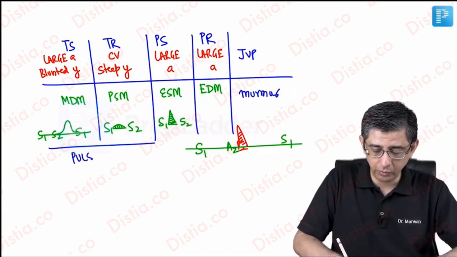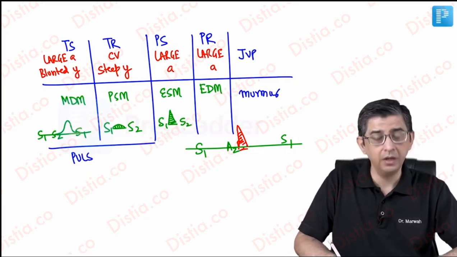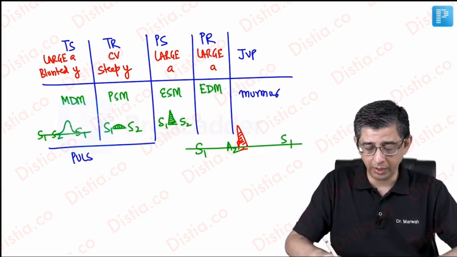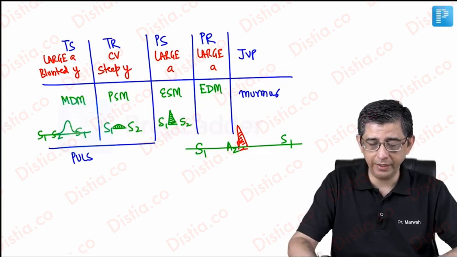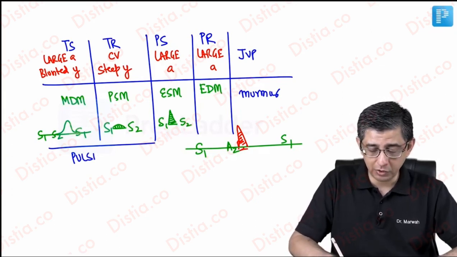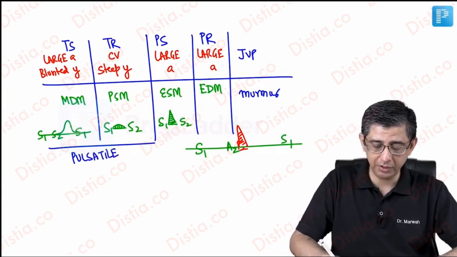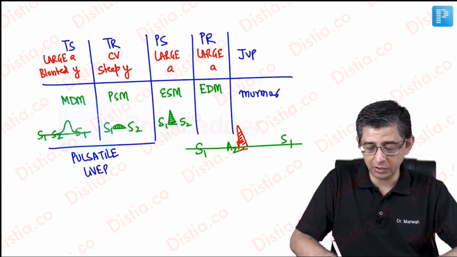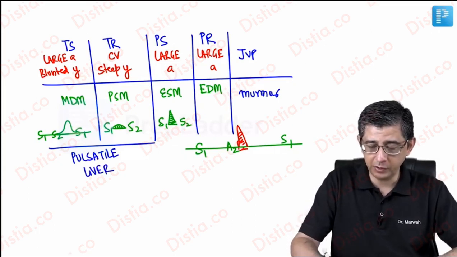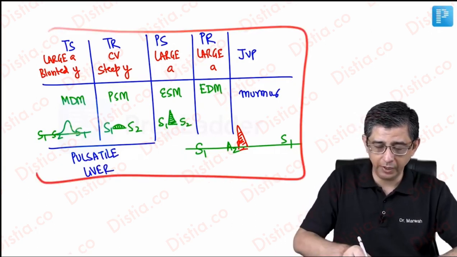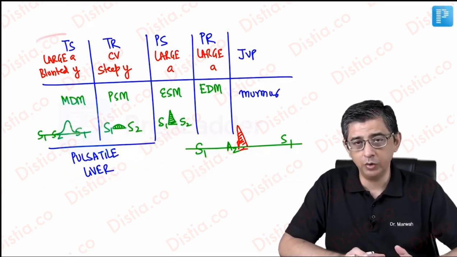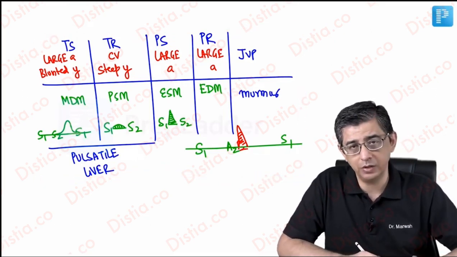Plus, I have also taught you another keyword, pulsatile liver. I mean, this definitely helps you crack the question. I also told you that in TS, it's going to be a presystolic pulsation. In tricuspid regurgitation, it's going to be systolic pulsations of the liver. So these are a couple of aspects which, if you are able to get right, then you will be on your way to get the questions right on these topics.